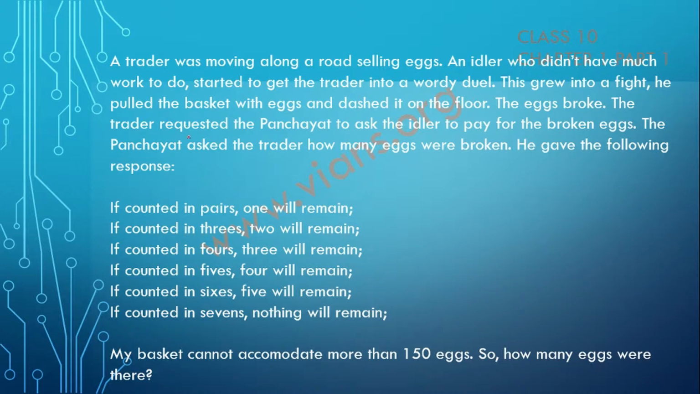If counted in pairs, that's in twos, 1 will remain. If counted in threes, 2 will remain. If counted in 4s, 3 will remain. If counted in 5s, 4 will remain. If counted in 6s, 5 will remain. If counted in 7s, nothing will remain. My basket cannot accommodate more than 150 eggs. So how many eggs are there?